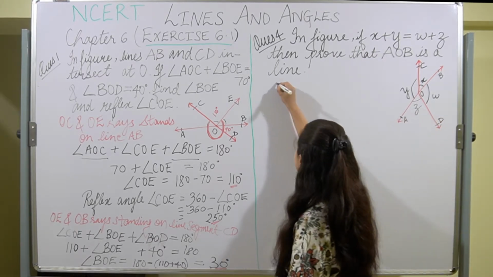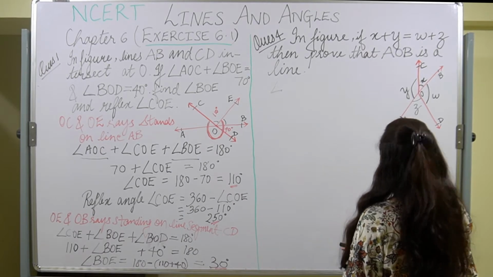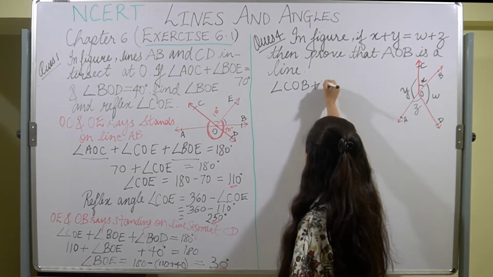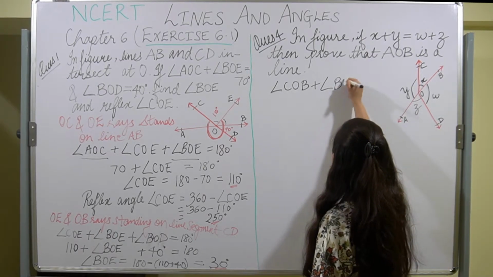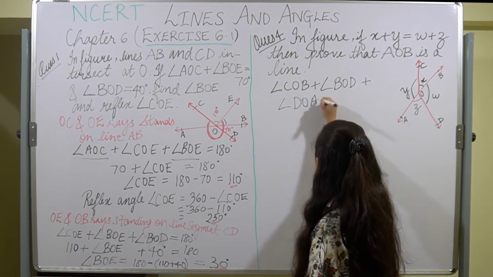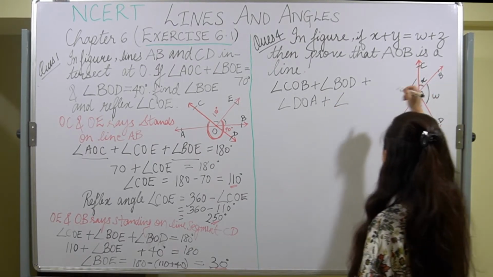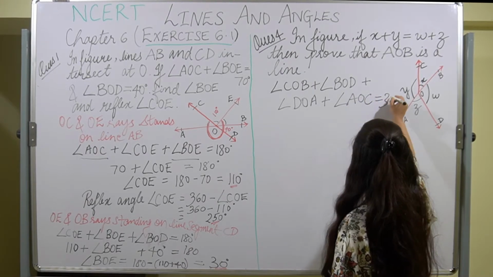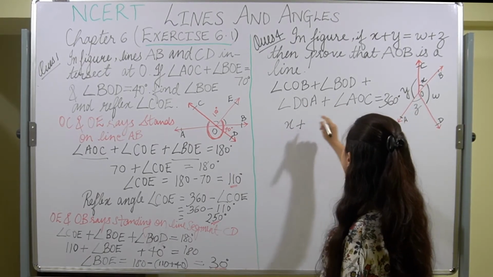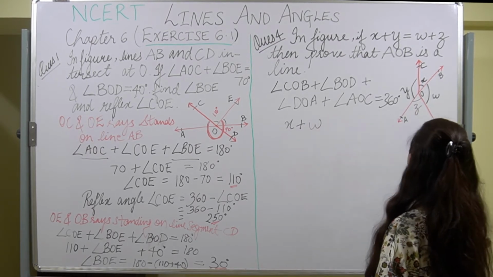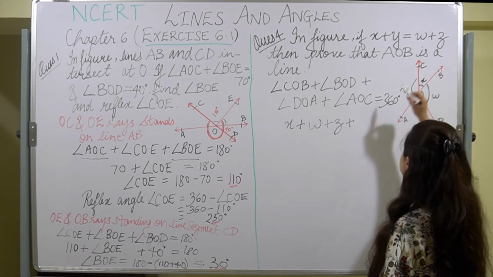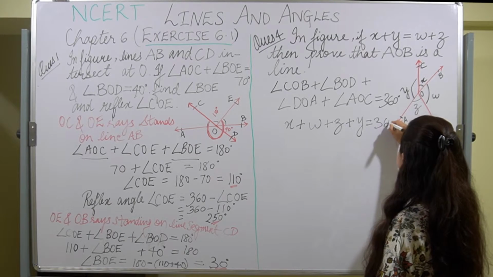So I can write angle COB plus angle BOD plus angle DOA plus angle AOC is equal to 360 degrees. Okay. Now angle COB is equal to X. Angle BOD is equal to W. Angle DOA is equal to Z. Okay, it is already given in the figure. And angle AOC is equal to Y. And the sum is equal to 360 degrees.